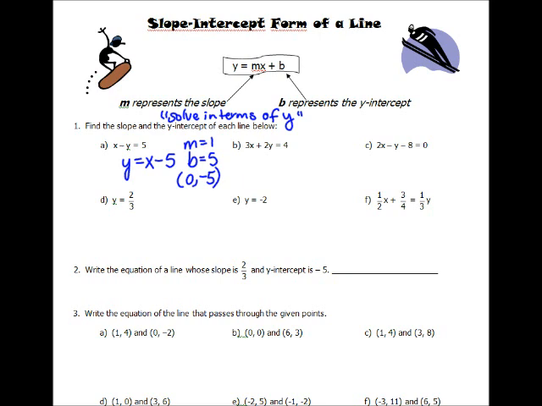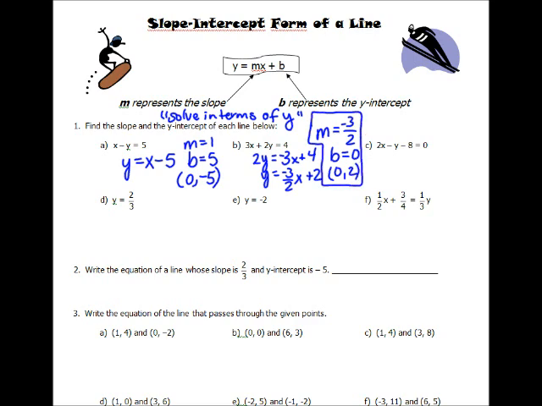Let's take a look at the second one. So I'm going to solve this to y equals negative 3x plus 4. And y equals negative 3/2. Remember, don't simplify that, plus 2. So m is going to be negative 3/2. Just leave it as is. And my b is going to be 2. Or you could write 0, 2. So I'm going to let you guys go ahead and do the rest of those and come back and check with me.